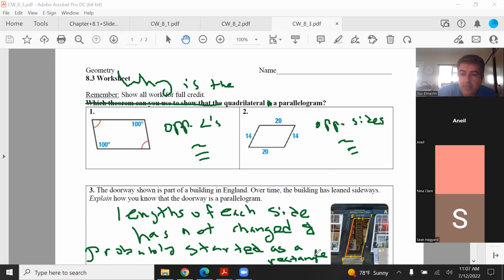It probably started as a rectangle. I mean, obviously, if one of the sides expanded and the other one contracted, then something else is going on there. But I'm just guessing if it's leaning, the sides all stay the same. So you still have 2 pairs of opposite sides that are congruent. You know, like this side here, let's use red, are the same, and of course these are the same.